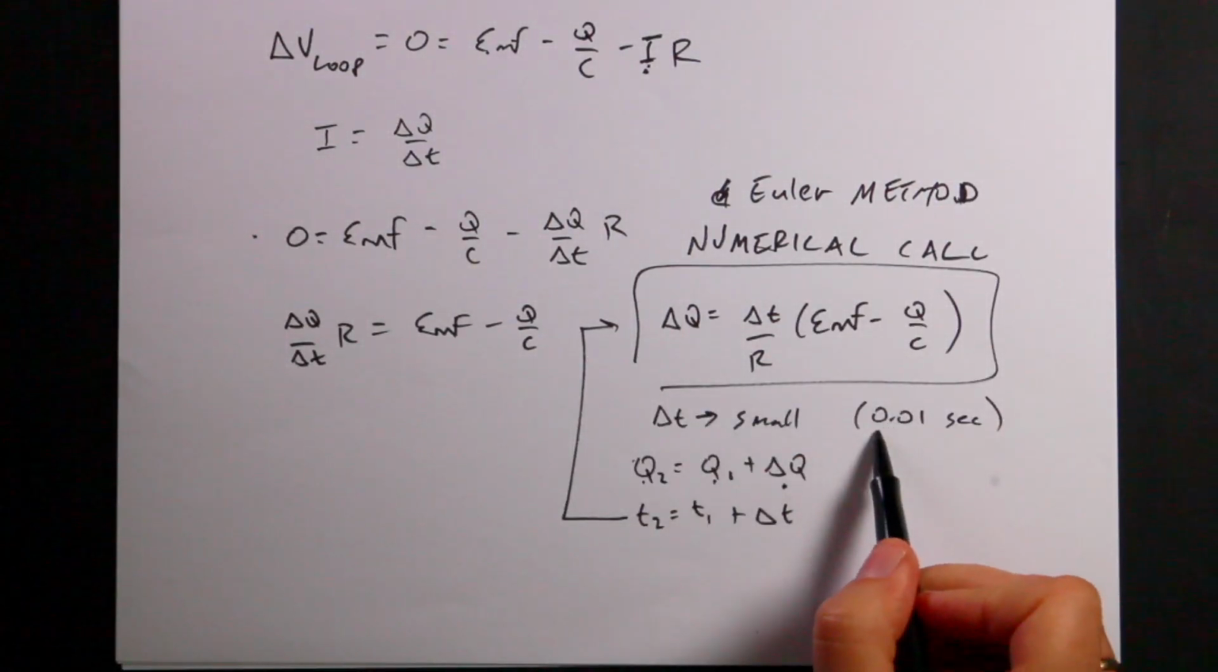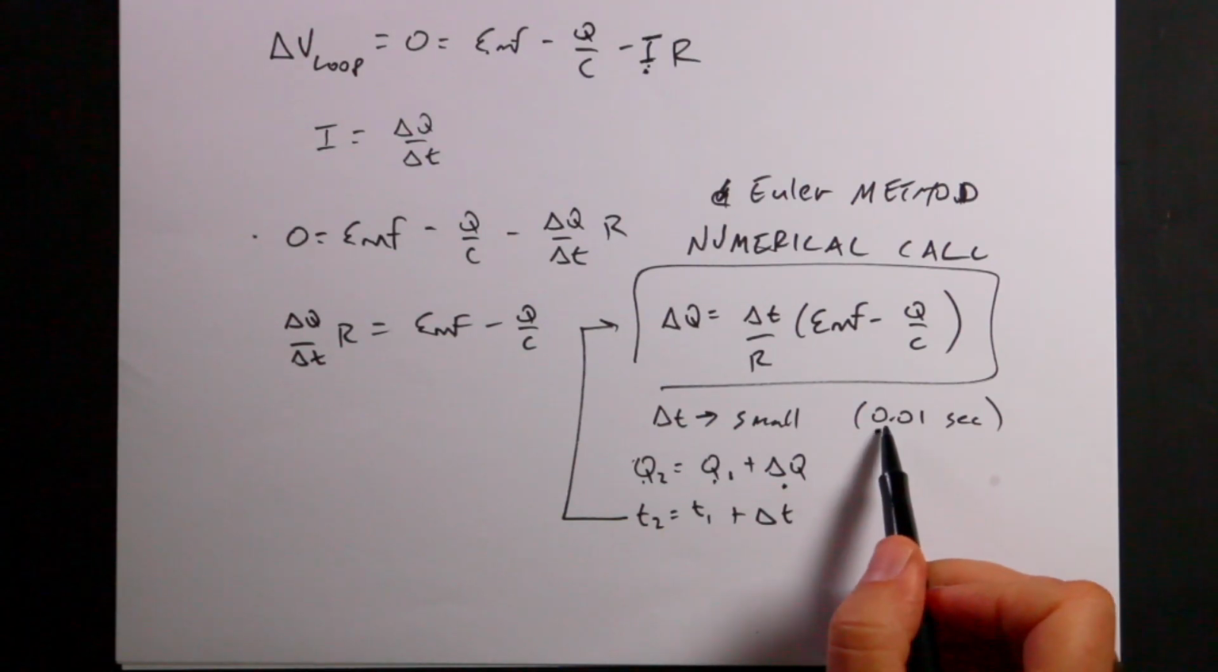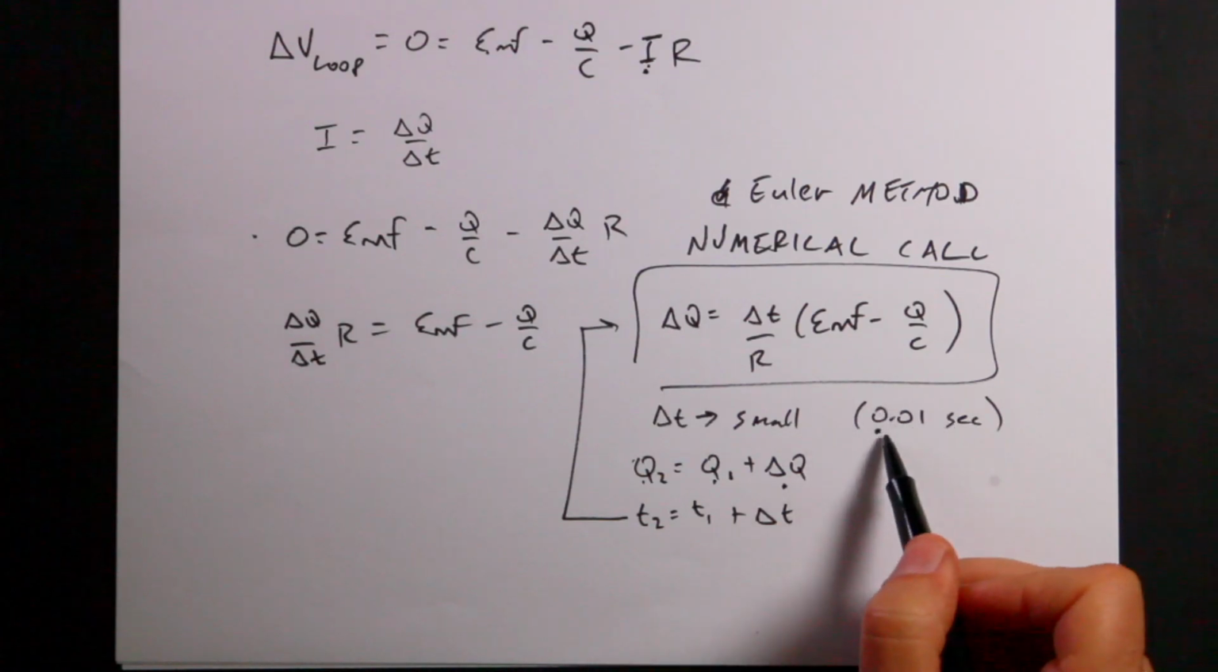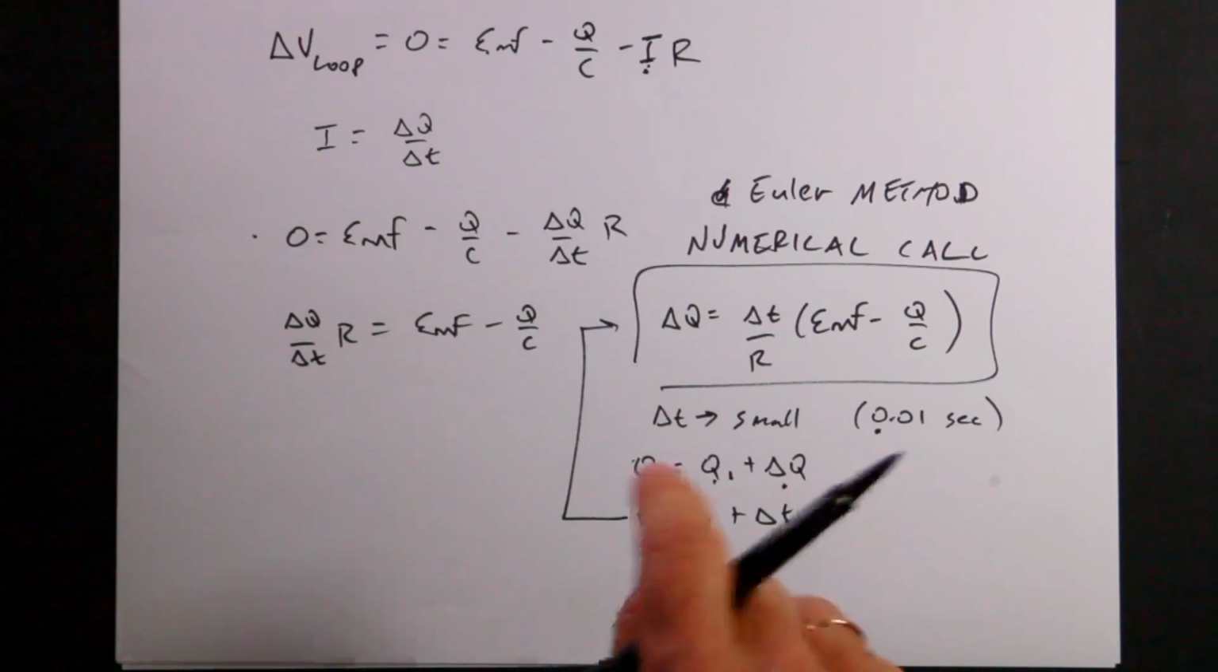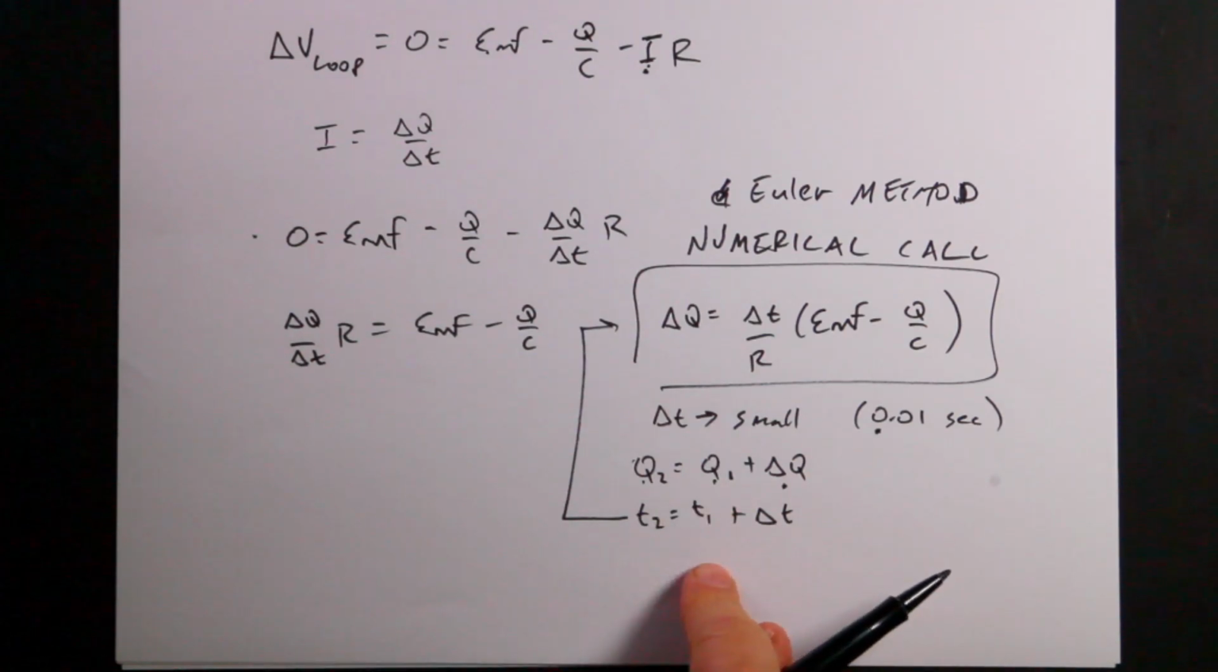If I want to do 1 second of plotting the voltage across the capacitor, then I would have to do this 100 times, because each time step is 0.01 seconds. So I'd have to have 100 of these loops, which you could totally do. But I don't want to do it. Do you want to do it? That's why I'm going to use a computer to do this. So we're going to use Python to do this calculation.